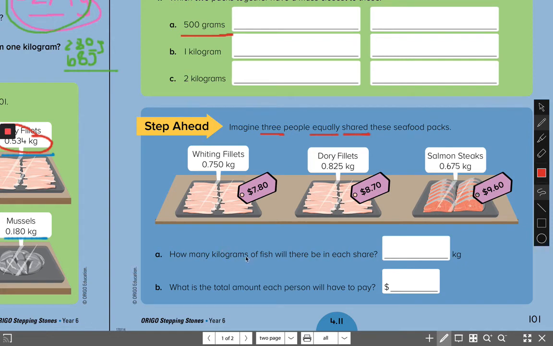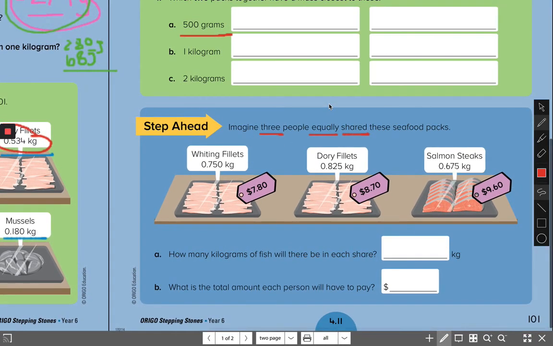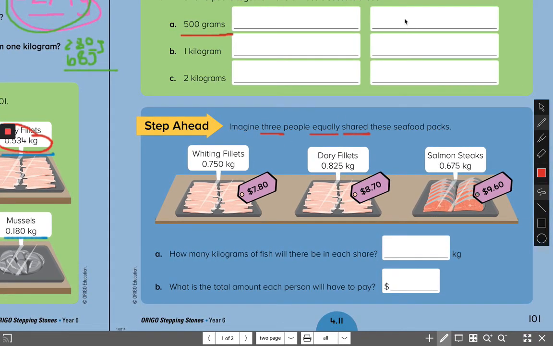So how many kilograms of fish will be in each share? So first, what you need to do, see if I've got enough room, you have to add all these values together. So you have to add 0.750 plus 0. Now remember, good practice again, we're going to line up our decimals.